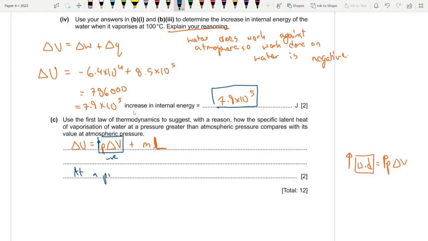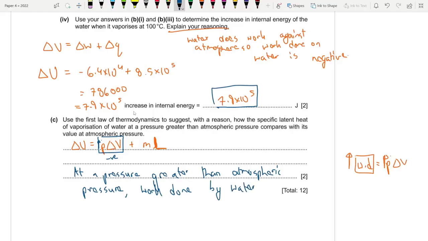So at a pressure greater than atmospheric pressure, work done by water is lower or more negative. Okay, so we get 1 mark for that. This is the first mark. Now, for the second point, they state that correct use of first law to draw a conclusion about effect on specific latent heat that is consistent with work done.